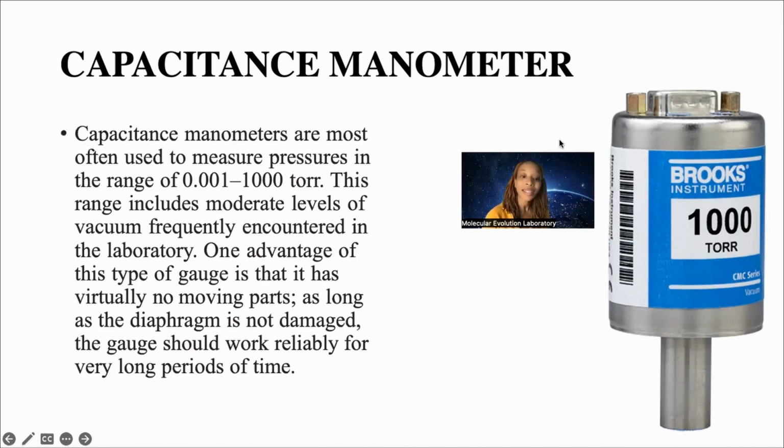Capacitance manometers are most often used to measure pressures in the range of 0.001 to 1000 torr. This range includes moderate levels of vacuum frequently encountered in the laboratory. One advantage of this type of gauge is that it has virtually no moving parts. As long as the diaphragm is not damaged, the gauge should work reliably for long periods of time.